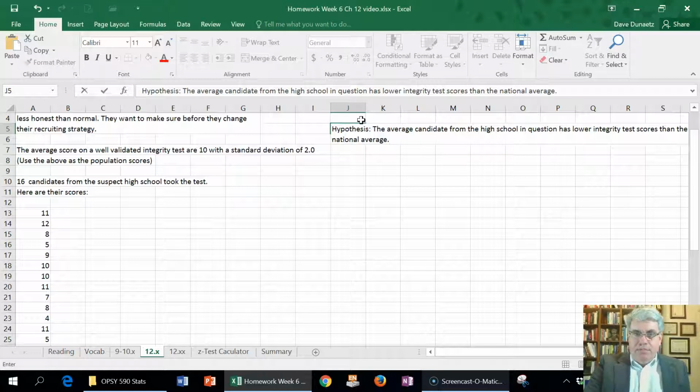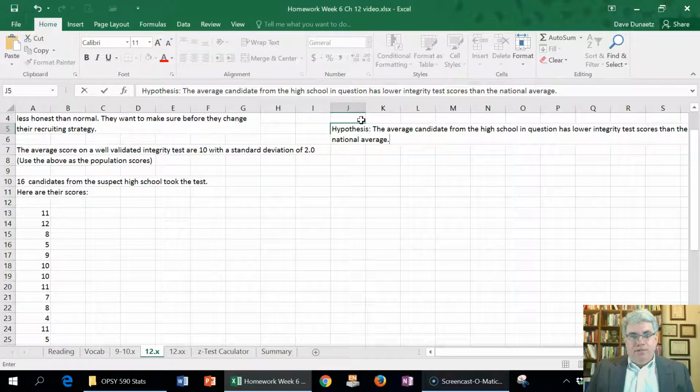Now we could have compared to the national average. We could also have compared it to all the employees. They could have given the test to all of their employees to see if this was the case. They could have also, rather than giving it to the candidates, tested people that work for the company that went to that high school to see if that was different also. But here, since a lot of those have already been fired for dishonesty, they're going to test the candidates, and we have these scores here.